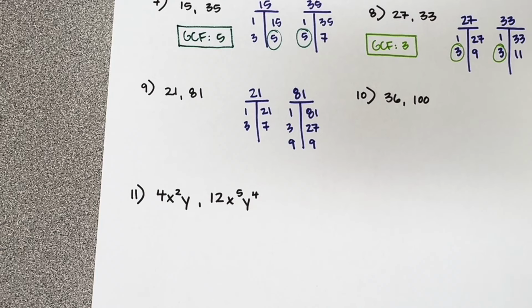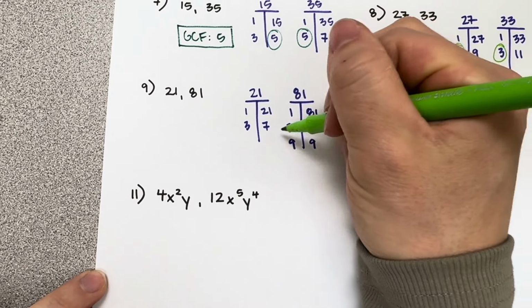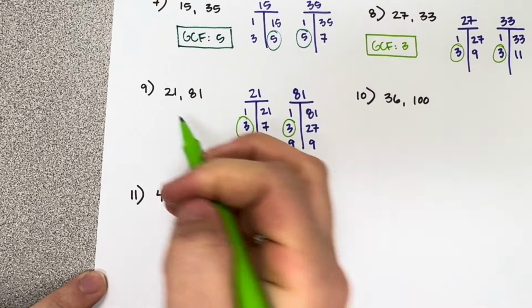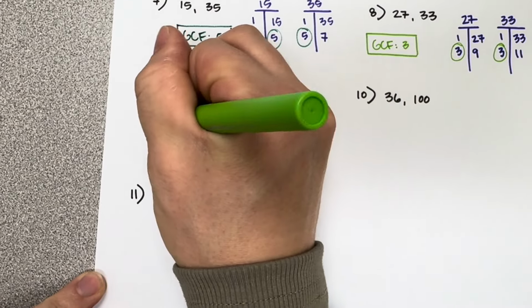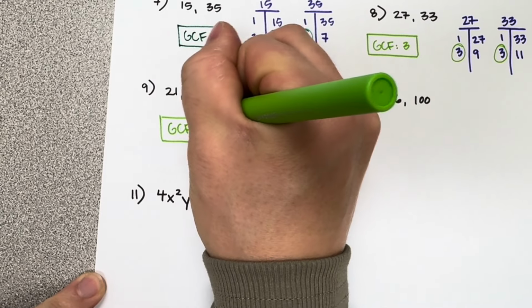Okay, now I need to find the greatest common factor that appears on both of these lists. Okay, well that is going to be 3. So even though these two numbers were pretty big, our GCF is a small number. It is 3.